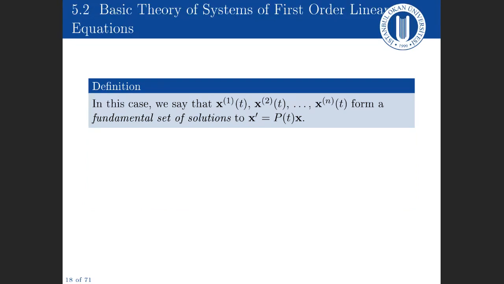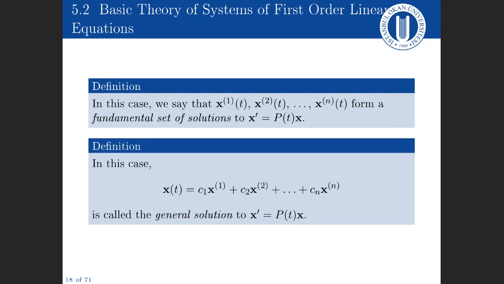If we have n solutions to a linear system of n equations, and if these solutions are linearly independent, then we say that they form a fundamental set of solutions to the linear system. And we say that a linear combination of these functions is the general solution to our linear system. Again, same ideas that we developed in chapter 3, but we're going to be reusing these ideas.